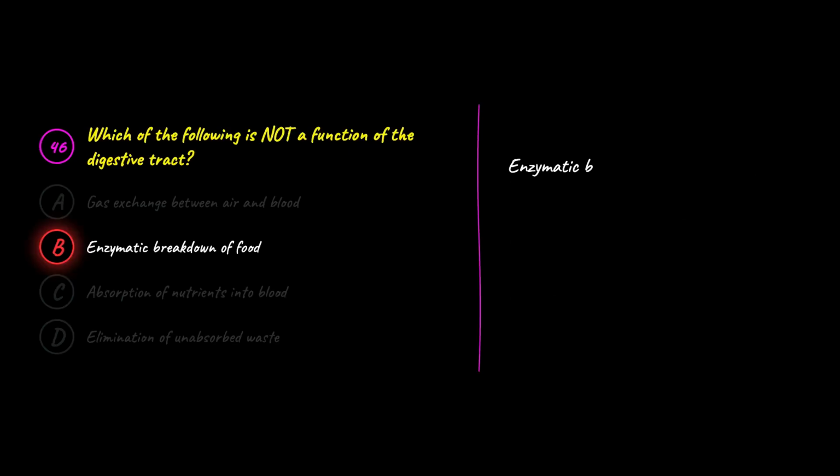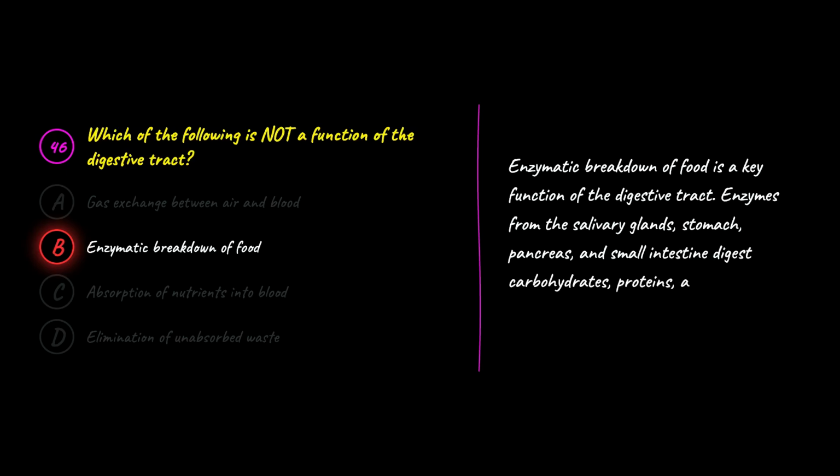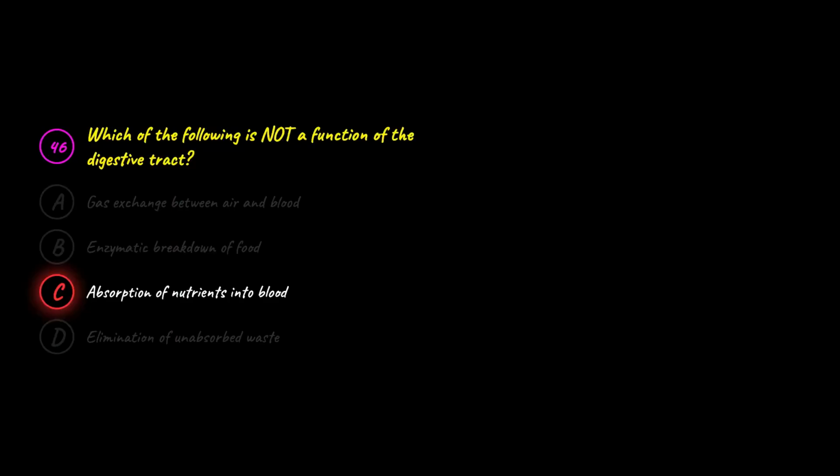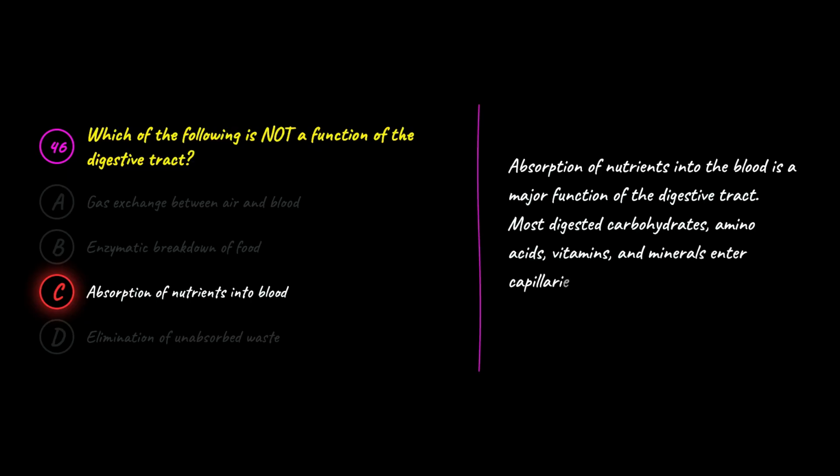B is wrong because enzymatic breakdown of food is a key function of the digestive tract. Enzymes from the salivary glands, stomach, pancreas, and small intestine digest carbohydrates, proteins, and fats into absorbable molecules in the lumen. C is wrong because absorption of nutrients into the blood is a major function of the digestive tract. Most digested carbohydrates, amino acids, vitamins, and minerals enter capillaries through the lining of the small intestine each day.